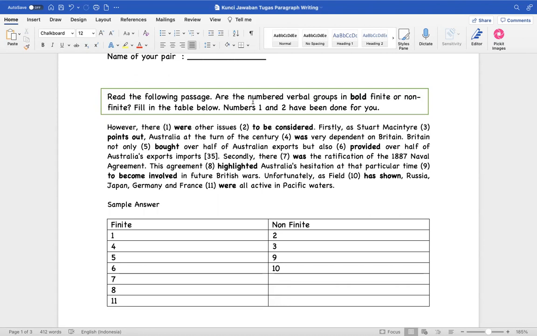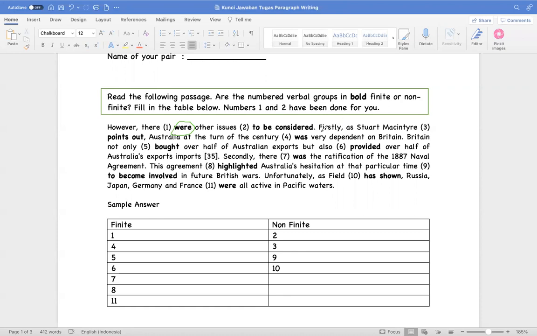Here we have the word attached to there were. So in this case, this is the main verb. And then we have to be considered. This is to plus verb one, or to infinitive, by the end of the sentence. So this is included as non-finite verbs.